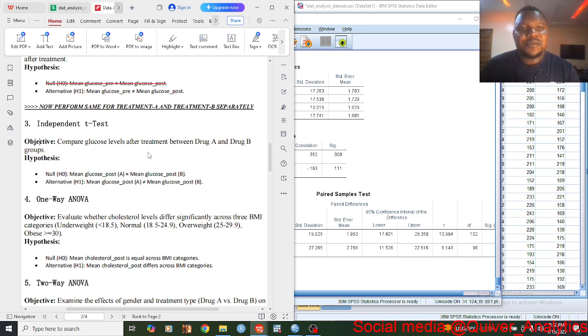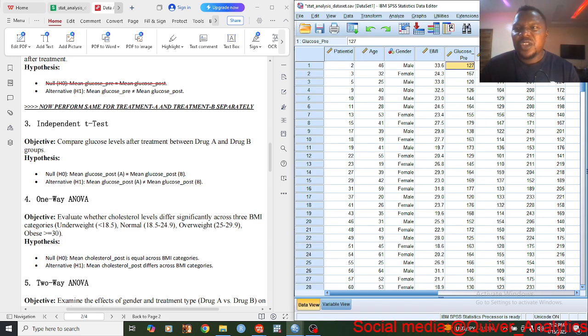All right, independent t-test: compare glucose levels after treatment between drug A and drug B groups. Now the after treatment here is glucose post. Is there a difference between A and B? Is there a difference between treatment A and treatment B in the post glucose level after administering A and B?